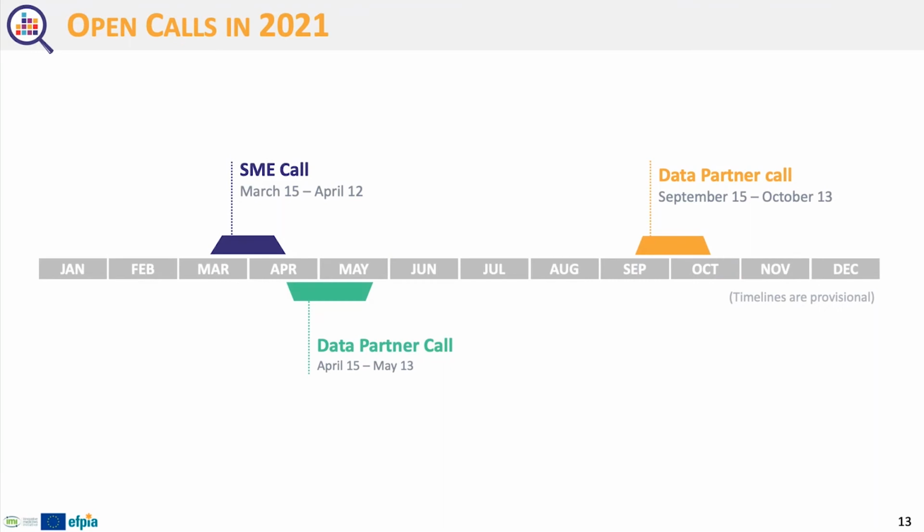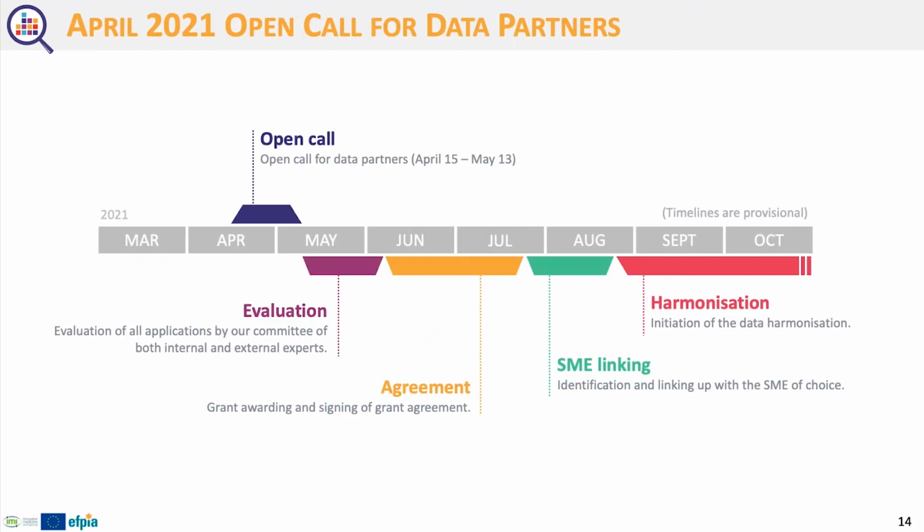So the timeline, well, here we are in the end of April 2021, and the call opened earlier this month. We've got a couple of weeks to go while the data partner call is open. And then there will be a subsequent data partner call later this year. The SMEs were required to participate and put forward their bids to be involved earlier in 2021. And what will happen after the April 2021 open call is that the evaluation will happen after the deadline closes in May, with agreements being sent out in June and July.